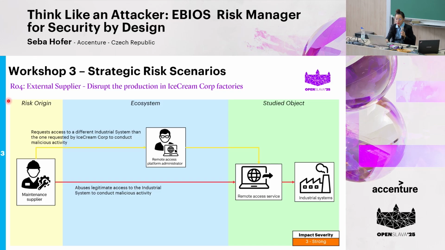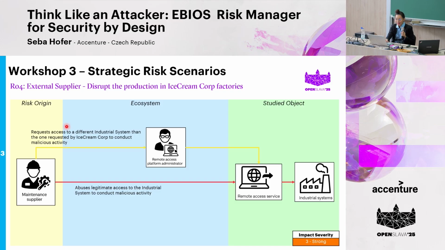And so this is the second strategic scenario. It's going to be the external supplier that wants to disrupt the production in the factories. Again, we can identify two attack paths. They're going to do it directly, through the legitimate access that they have. Basically, our supplier has direct access to a machine. He's supposed to do maintenance, but he decides that it's more fun to modify the recipe of the ice cream, or to make the system break.